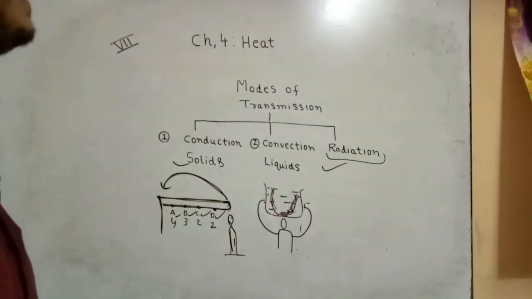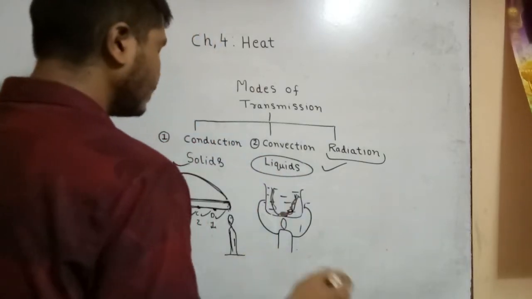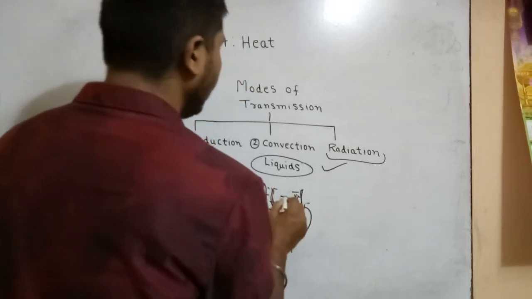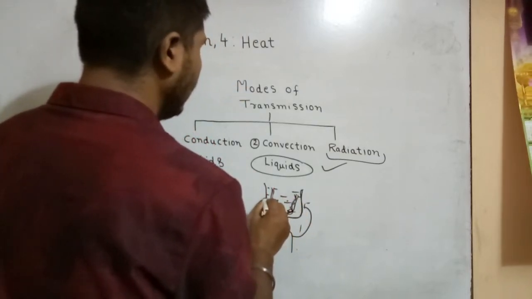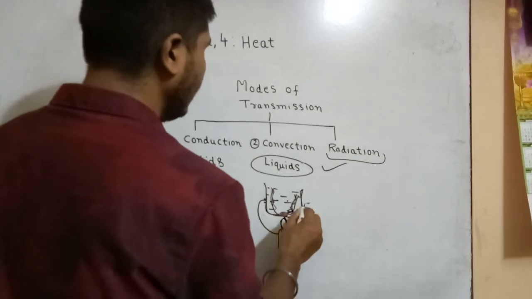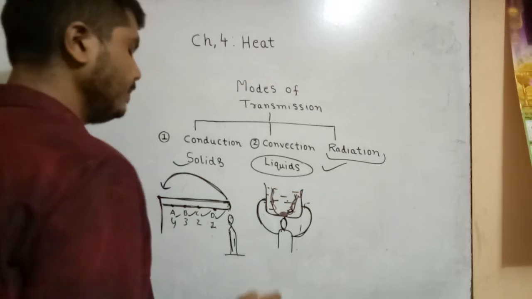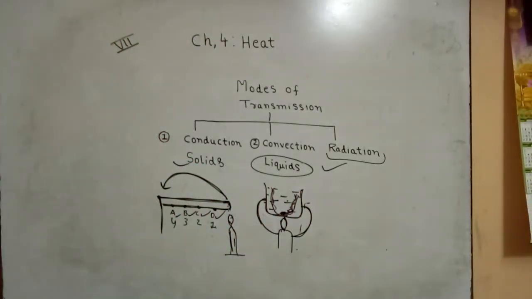Now the second one is convection. It takes place basically in liquids. We can demonstrate it by taking a glass vessel, filling it with water, and burning a candle at the bottom. There should be a fixing device which can hold the vessel. Now we will put potassium permanganate at the bottom, to see the movement of the water.